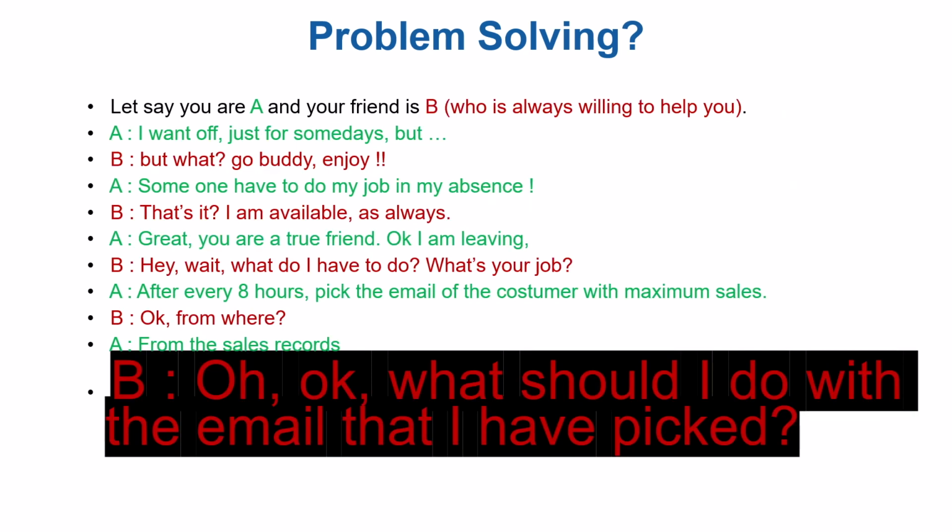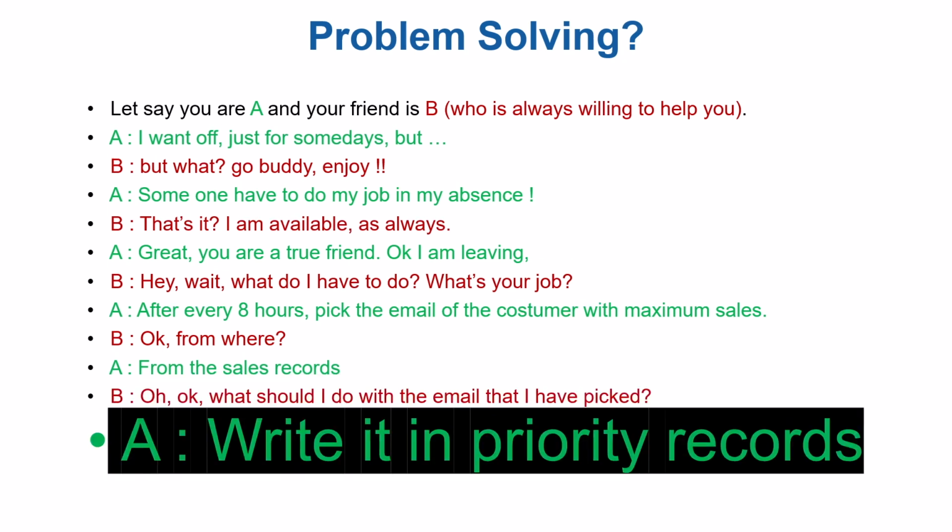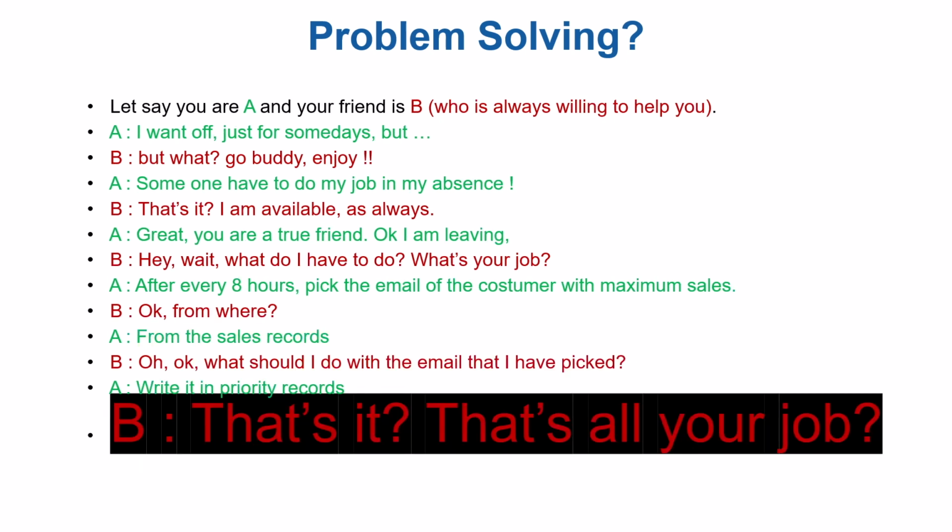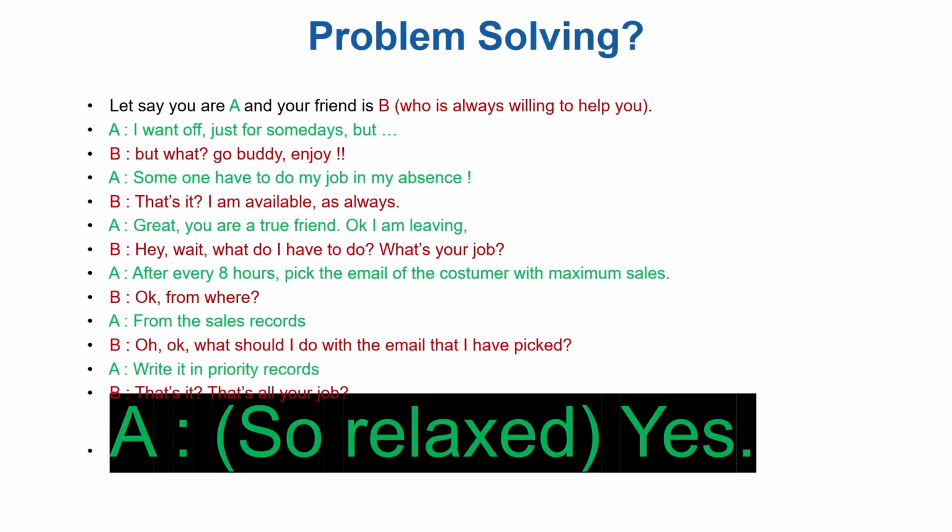B said, oh, okay. But wait, what should I do with the email that I just picked? Then A said, oh, there is another record called priority records. Just write that email in priority records after 8 hours. And then B said, that's it? That's all your job? And A, so relaxed, said, yes, that's my job. That's all.